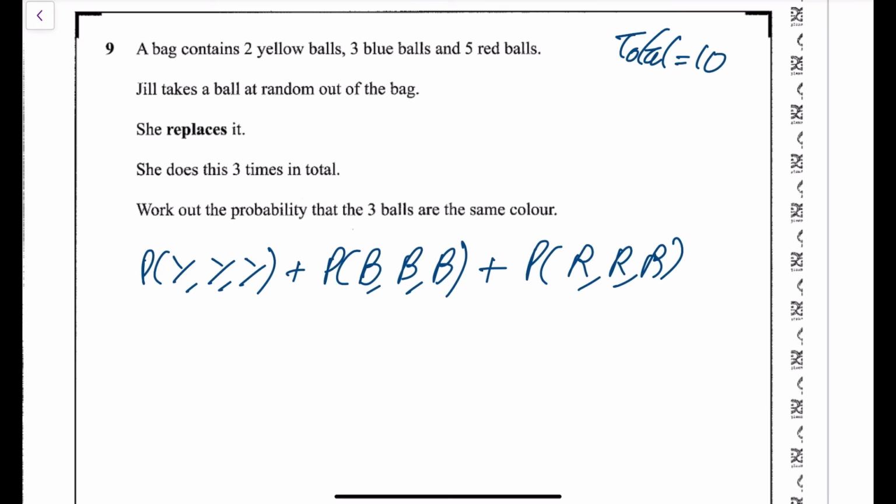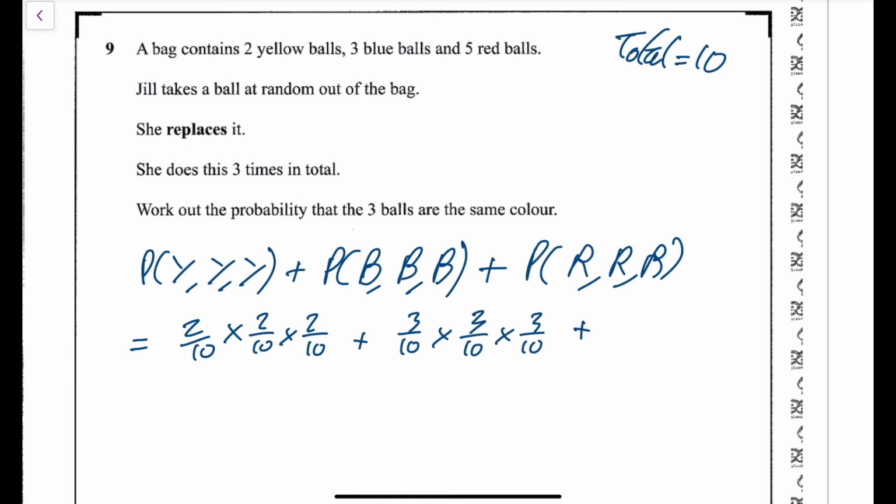You don't need to do a tree diagram, it will take ages to do. The probability of getting a yellow is 2 over 10. It's going to be 2 out of 10 next time because she replaces it. 2 out of 10, 2 out of 10. Blue would be 3 out of 10, 3 out of 10, 3 out of 10, and the reds then would be 5 out of 10, 5 out of 10, 5 out of 10.